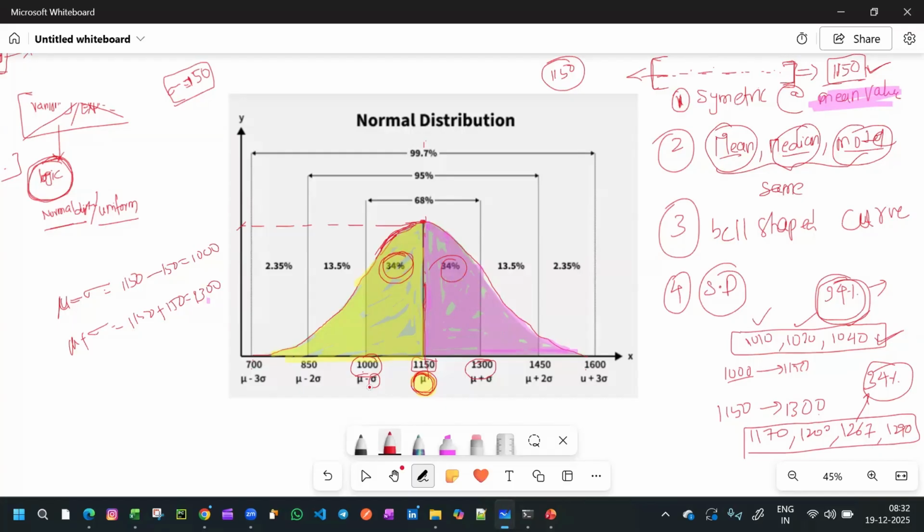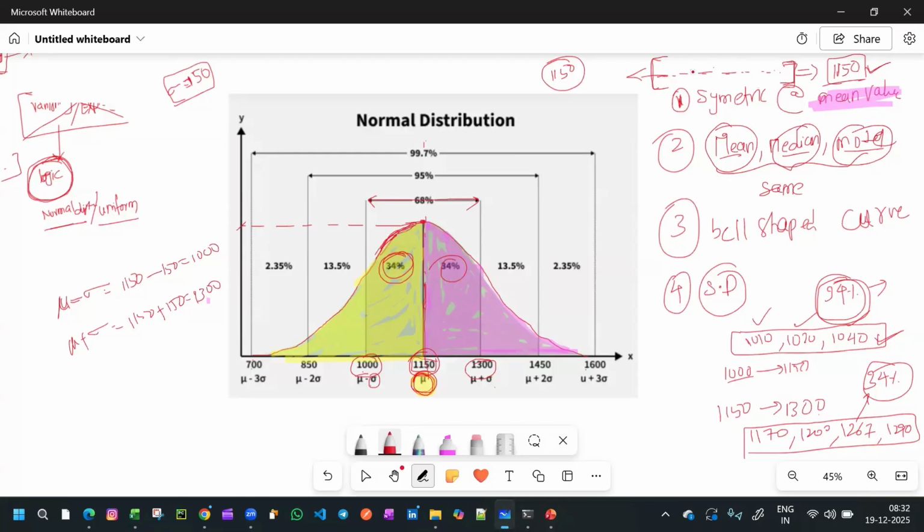Clear? So this is the mu value, the average value of this entire data set. Average value minus standard deviation, average value plus standard deviation. So almost 68% of the data is occupied. See, 68% of the numbers present in the data set are between this range.